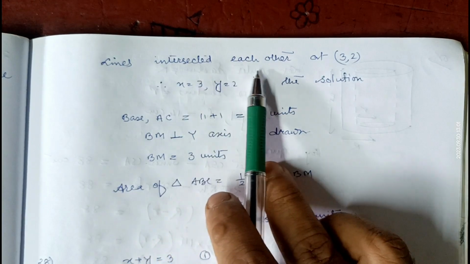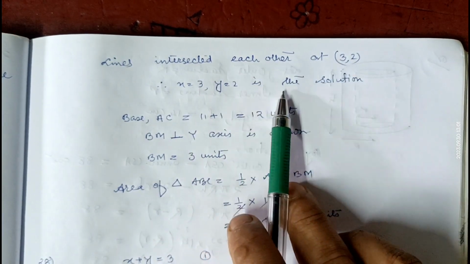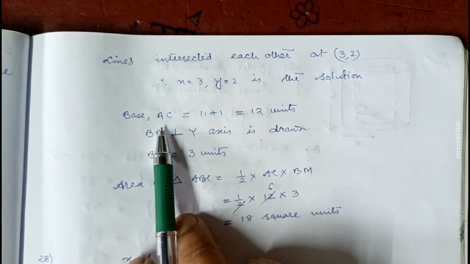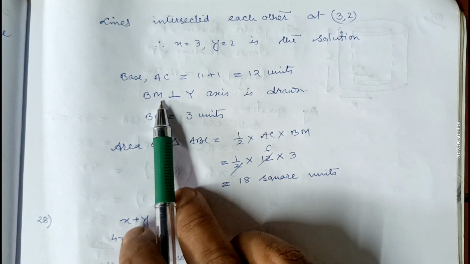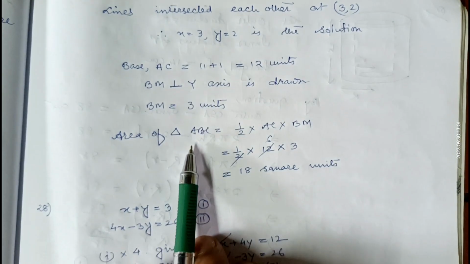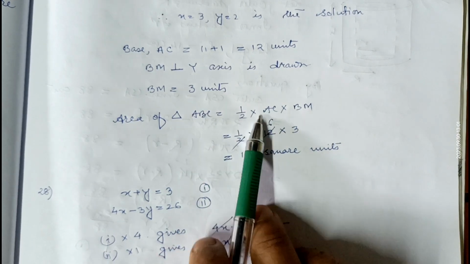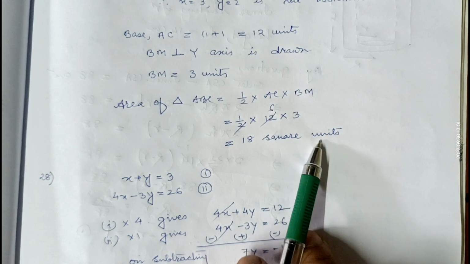So in the solution part we have to write lines intersected each other at 3, 2. Therefore x equals to 3 and y equal to 2 is the solution. Again for the triangle base AC is 11 plus 1, 12 units. We have drawn BM perpendicular to y-axis and BM is 3 units. Therefore area of the triangle is half into base into height, half into 12 into 3, which will give 18 square units.